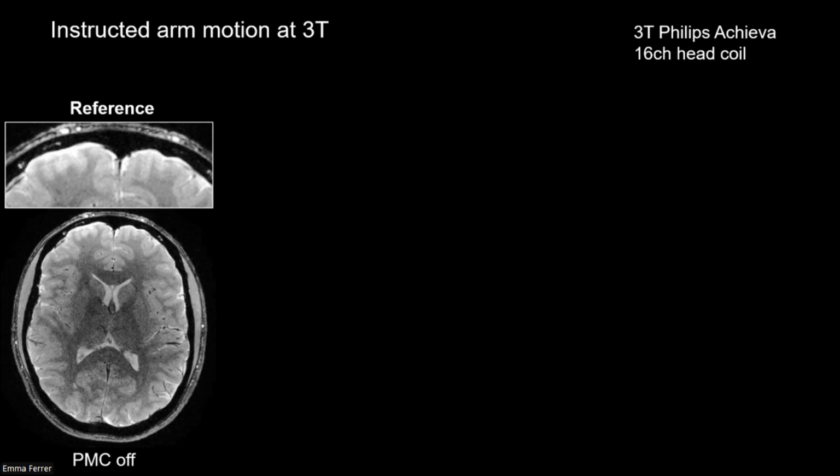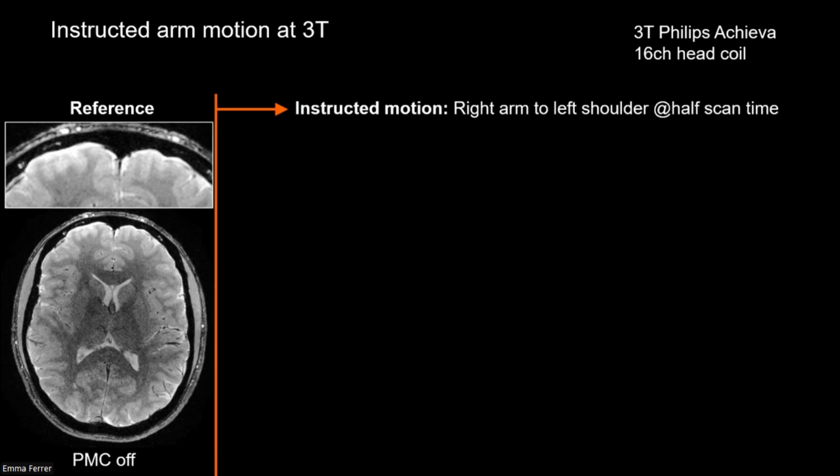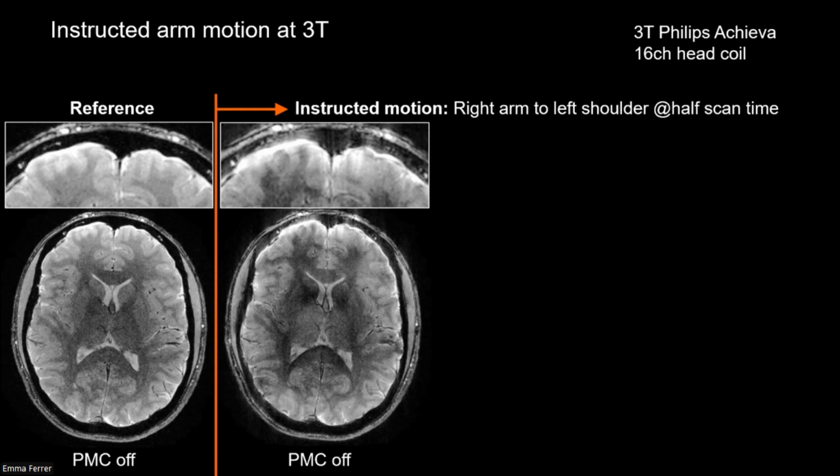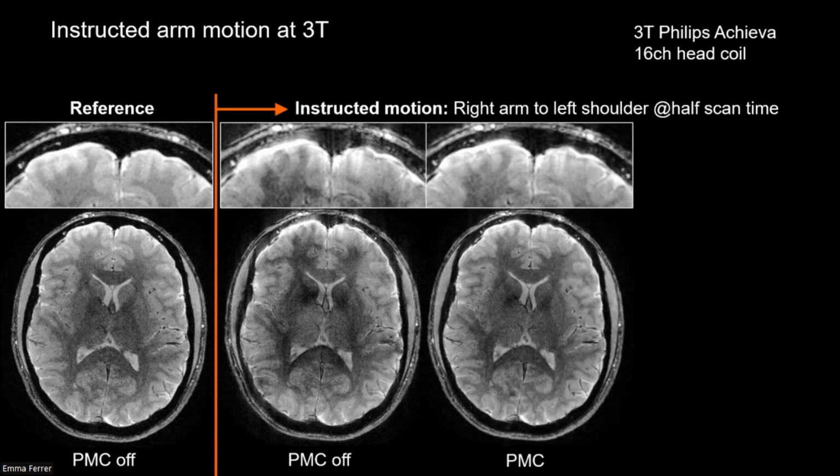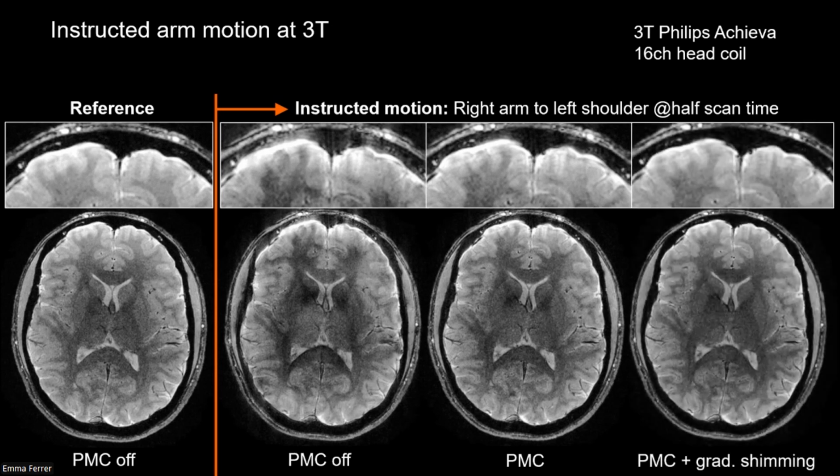So we instructed arm motion at 3 Tesla. There's a reference on the left where no motion was happening. And now we ask the volunteer to move the right arm to the left shoulder in the middle of the scan. And without a motion correction, it looks like that. With a motion correction and F0 control, it looks like that. And with the gradient shimming, it looks like that.